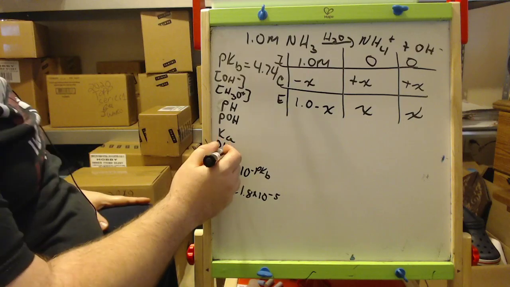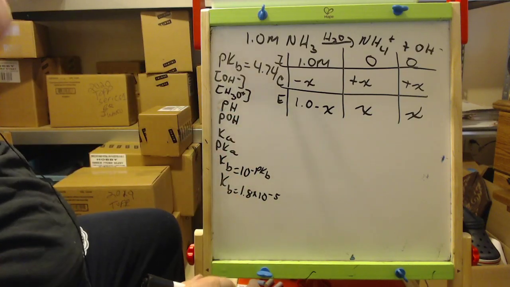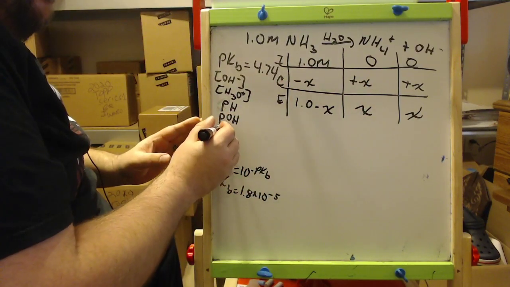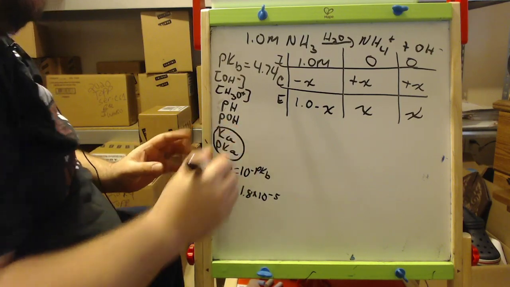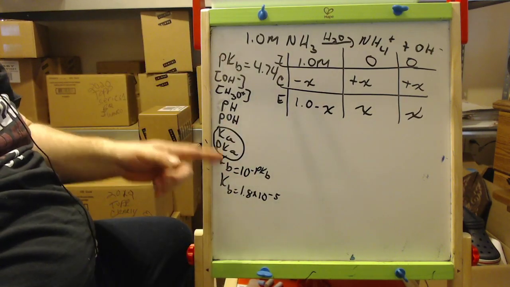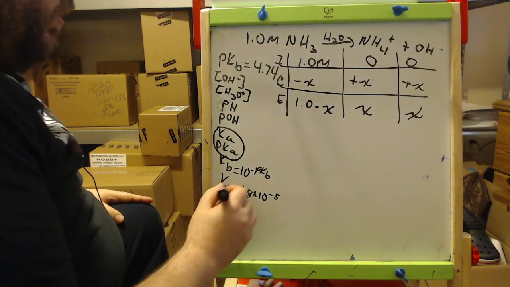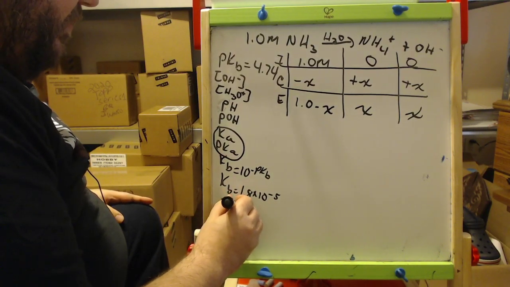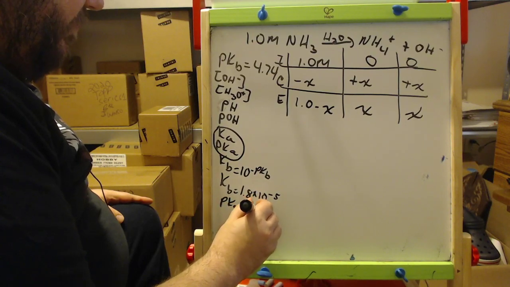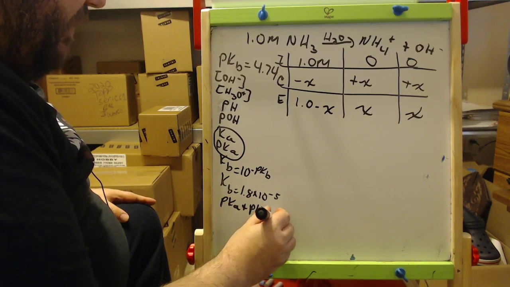Now, I want to know the pKa, I want to know the Ka. I don't need an ICE box for these down here. I could just use this value and find these. A little down and dirty secret: pKa plus pKb equals 14.